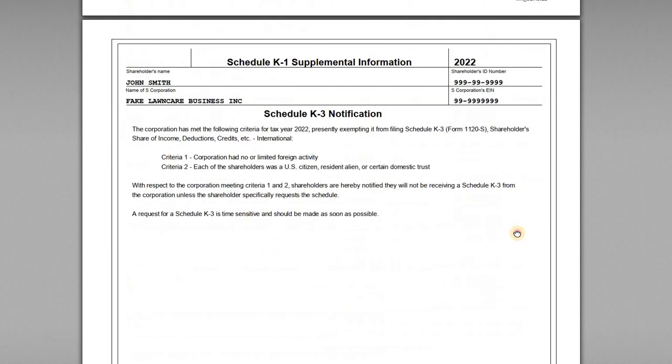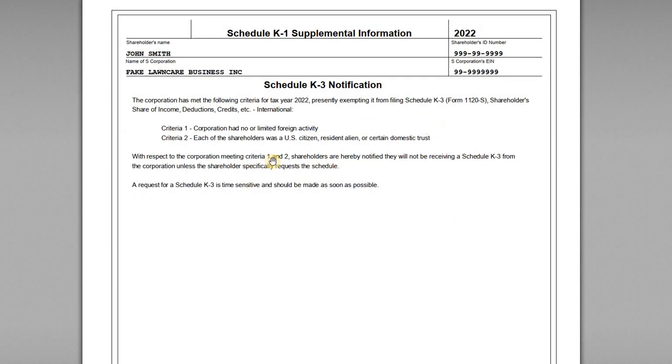All right. So last thing, actually second to last thing, we'll cover the K-3 exemption and then the de minimis safe harbor. So Schedule K-1 supplemental information. Recall in the fact pattern that what we said was they were exempt from filing K-2 and K-3. So if you are eligible for the exemption and you don't want to do K-2 and K-3, you have to include this statement with the K-1s provided to the shareholders. Right, so the corporation has met the criteria for 2022, exempting it from filing K-3. A corporation had no or limited foreign activity, and each shareholder is a U.S. citizen, resident alien, or domestic trust.